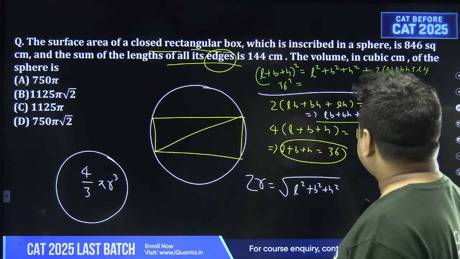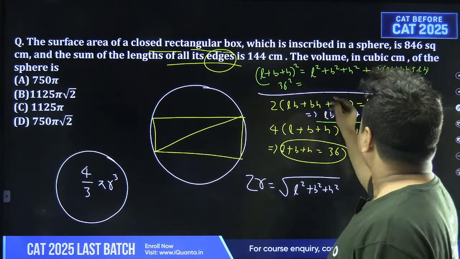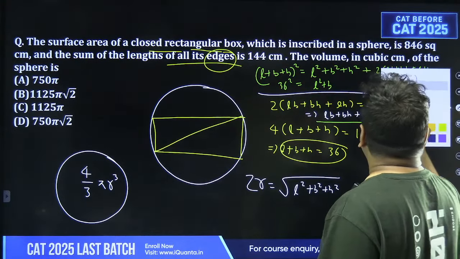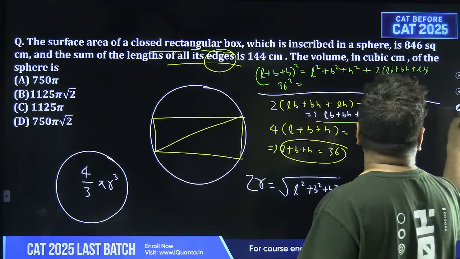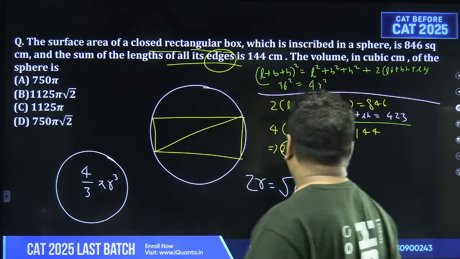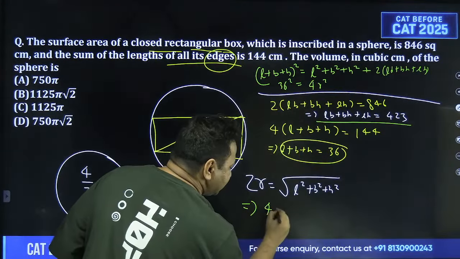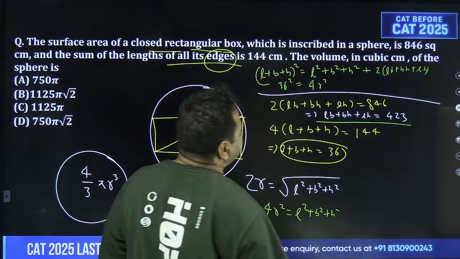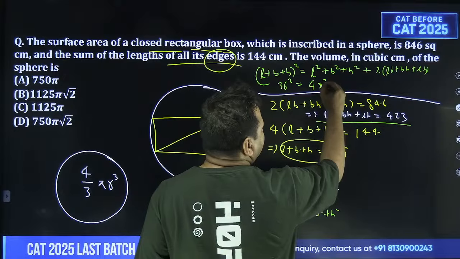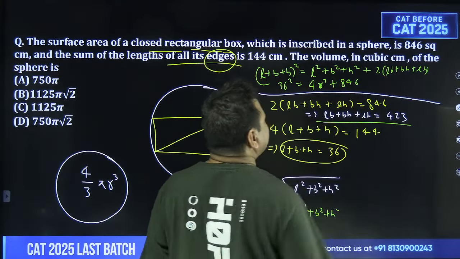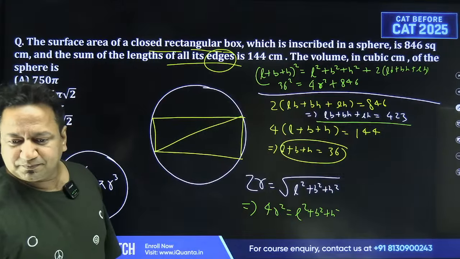L square plus B square plus H square. That's what you want to know. And why should I write it this way? What do I need? I need the radius. I can just assume this to be equal to 4r square, right? Here, if I take the square on both the sides, this is what I get. So it becomes easy for us. 4r square, and this guy is already 846. Let's solve this and get the value of r.